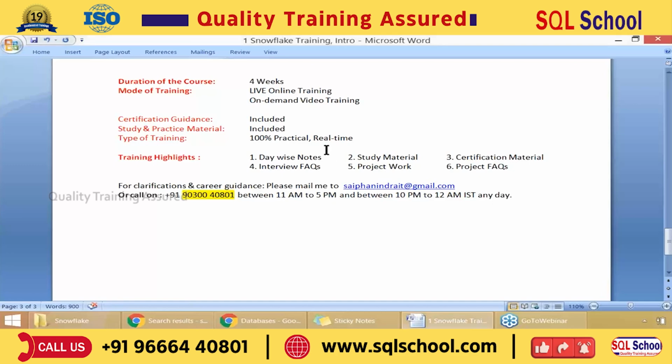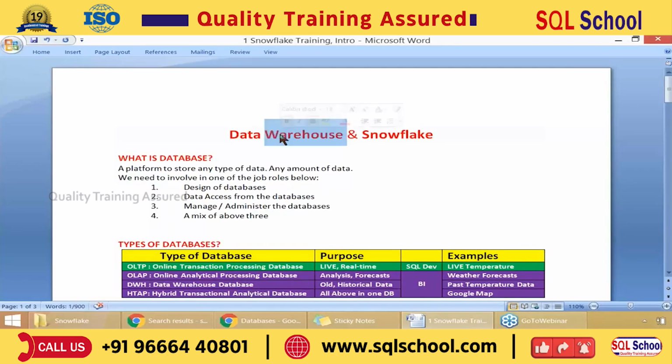Let's get started. Let's understand data warehouse. A platform to store any type of data, any amount of data, no restrictions, completely secured and easier to access. In a database environment, we would be involved in one or more of these job roles: design of databases, access from the databases, manage or administer the databases, or a mix of all three.